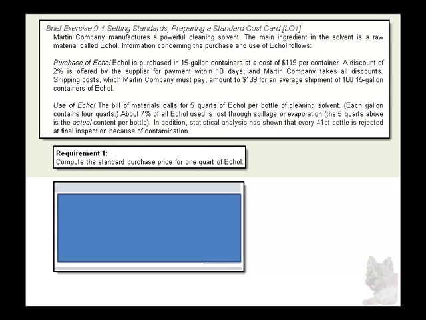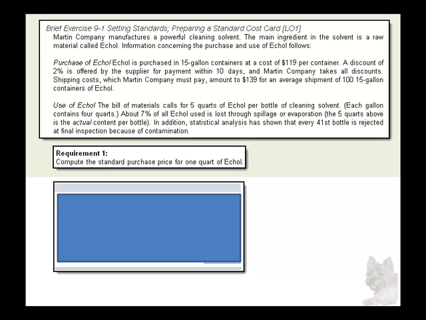Okay, they purchased it in 15-gallon containers at a cost of $119 per container. A discount of 2% is offered by the supplier for payments within 10 days, and Martin Company takes all discounts. Shipping costs, which Martin Company must pay, amount to $139 for an average shipment of 100 15-gallon containers of Ecol. Now the bill of material calls for 5 quarts of Ecol per bottle of cleaning solvent. Each gallon contains 4 quarts.